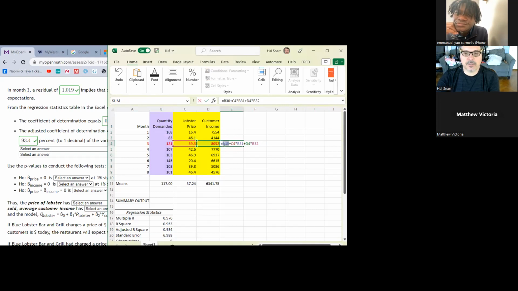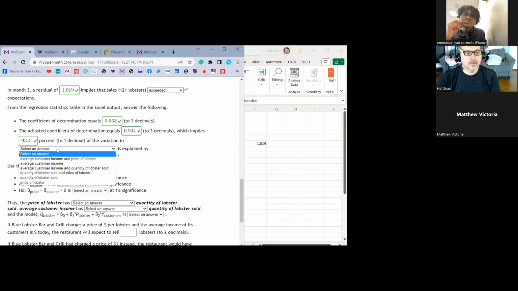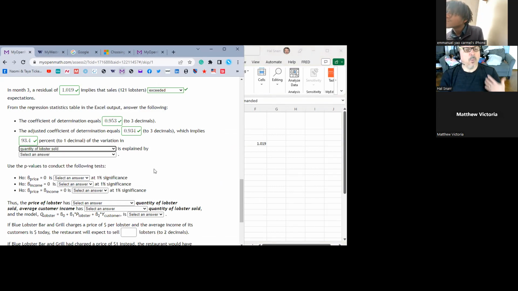That's what we did here. We took the intercept, we took the lobster price of 39.30, multiplied that by the slope, took the customer income, multiplied that by its slope, and we came up with a predicted value. This is the predicted value of quantity demanded, right? So we're predicting quantity demanded, the quantity of lobster sold. Why do we want to predict the quantity of lobster sold?